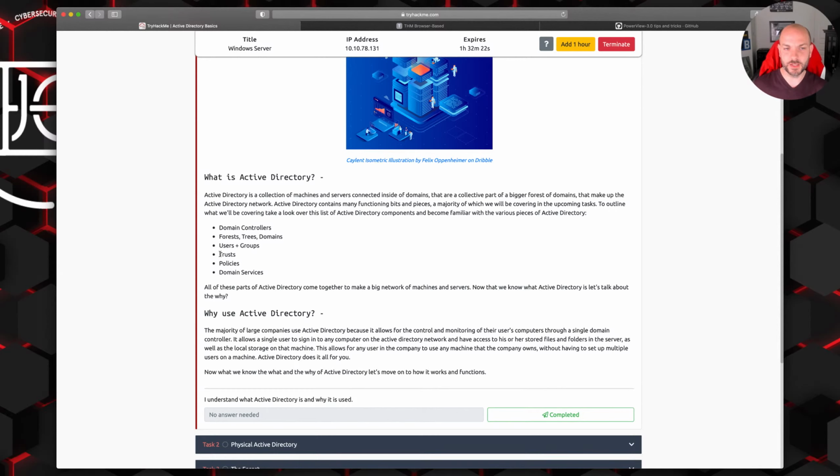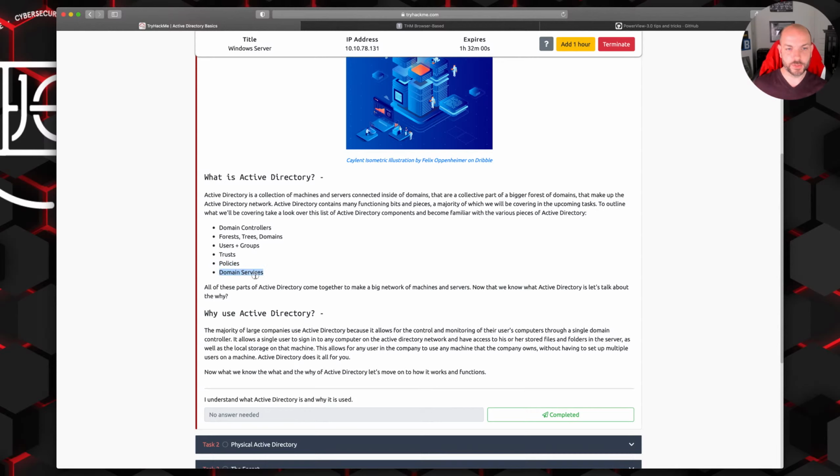Trusts, we're going to hit on that a little bit. Trusts, from my experience, is when you have different types of domains, separate domains, or even separate forests, and you want to have some type of agreement between those to allow users in one environment to be able to access data in another, or vice versa. Kind of already talked a little about policies.